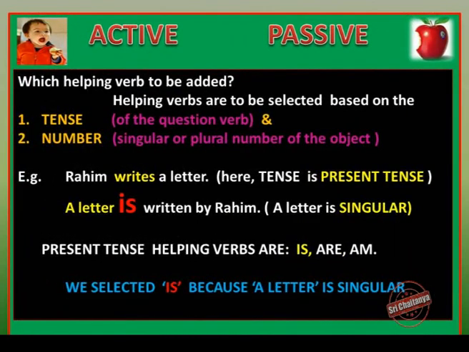Helping verbs are to be selected based on the tense of the question verb and the singular or plural number of the object. For example, Rahim writes a letter. Here, tense is present tense. In the passive voice, a letter is written by Rahim. We selected is because a letter, the subject, is singular. Present tense helping verbs are is, are, am. We selected is in the given sentence because a letter, the given subject, is singular.